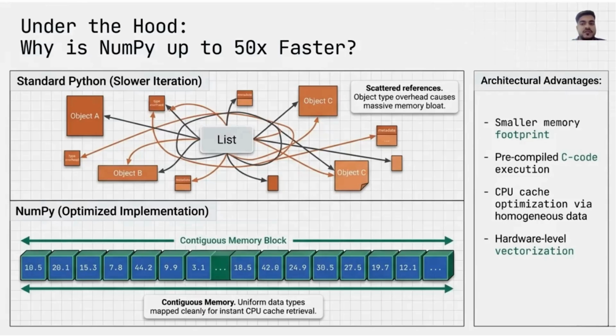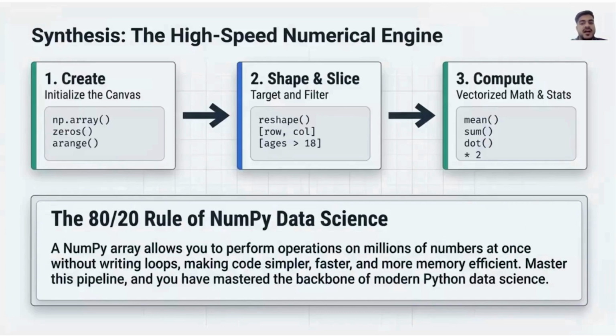Standard Python lists suffer from scattered memory references. Every object has type overhead, causing massive memory bloat and slow CPU iteration. NumPy, however, uses contiguous memory blocks because it enforces uniform data types. NumPy packs data cleanly together. The result is a smaller memory footprint, instant CPU cache retrieval, and hardware-level vectorization written in pre-compiled C code.